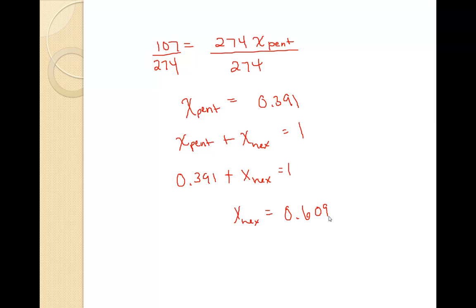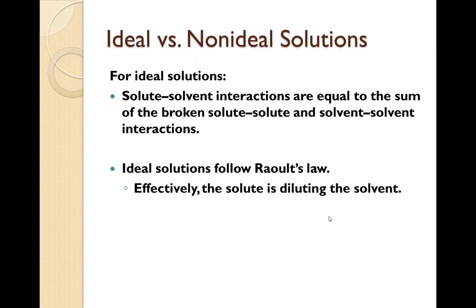Those were for ideal solutions. For ideal solutions, solute-solvent interactions are equal to the sum of the broken solute-solute and solvent-solvent interactions. Ideal solutions follow Raoult's law. Effectively, the solute is diluting the solvent.